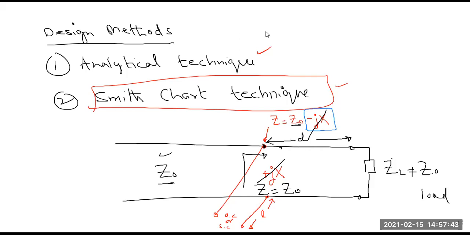So now, as before, if there is a wave coming from the source side, as soon as it arrives at this point, it will find out that impedance between these 2 points is Z0. As a result, what will happen? There will be no reflection. So it will appear as if nothing is reflected, meaning our circuit is matched.